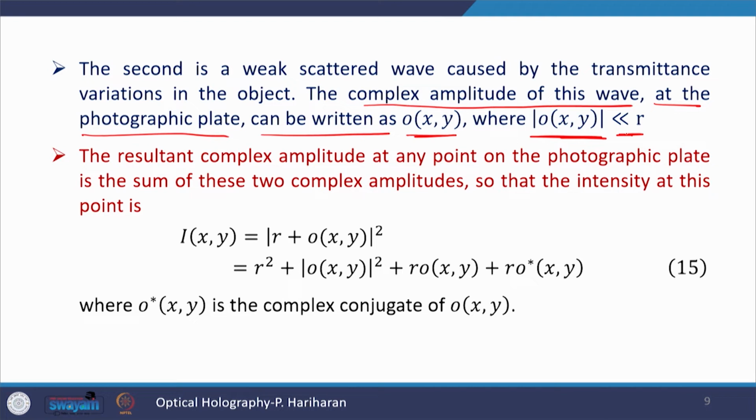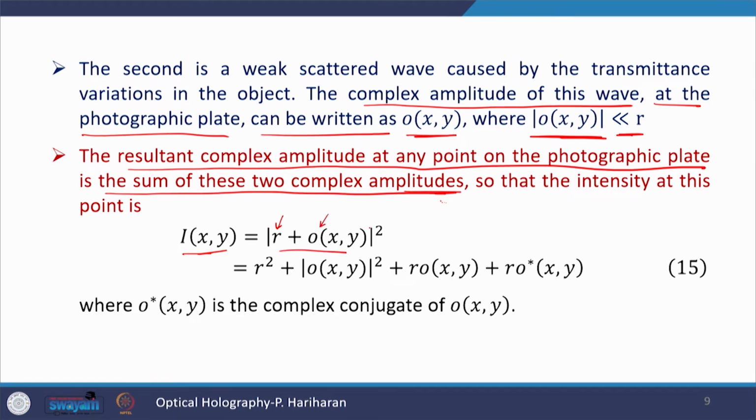Okay. And since the scattered wave is of weak amplitude, mod of O x y would always be much smaller than R, the contribution from the reference beam. Therefore, the resultant complex amplitude at any point on the photographic plate is the sum of these two complex amplitudes. The superposition principle is applied here. Therefore, the intensity at any point on the photographic plate would be the contribution from the reference wave plus the contribution from the scattered wave, added and then squared. This would give the intensity.